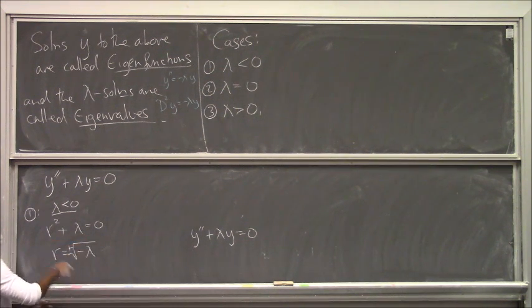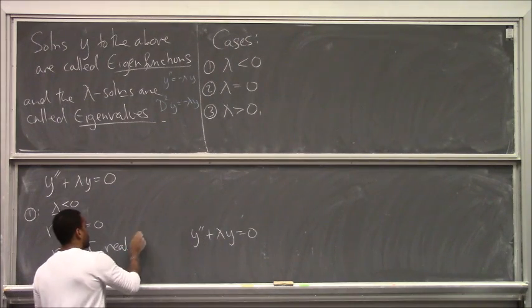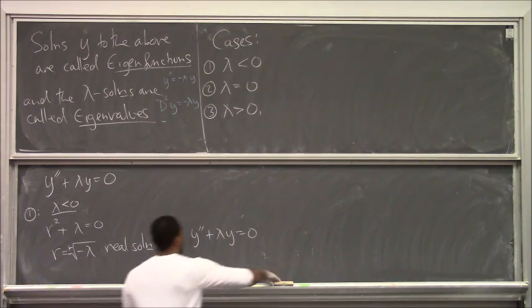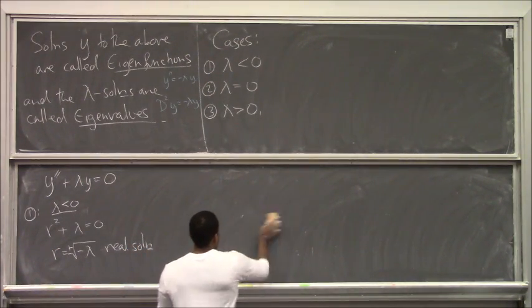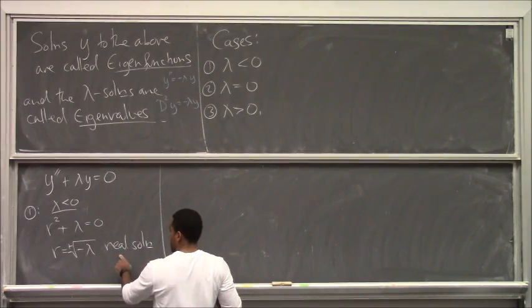So you move it to the other side and take the square root. If lambda is negative, then negative lambda is actually positive, so this is a real solution. So we have two real solutions. If lambda's positive, we're going to get an imaginary one. But let's deal with the real solution.